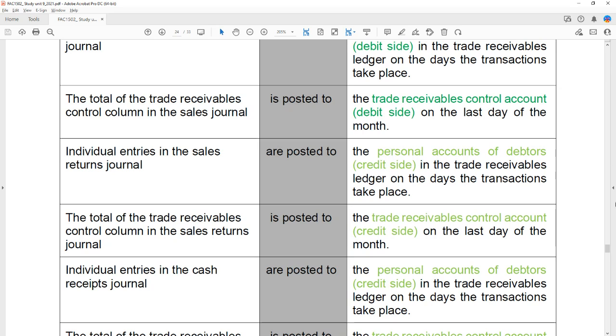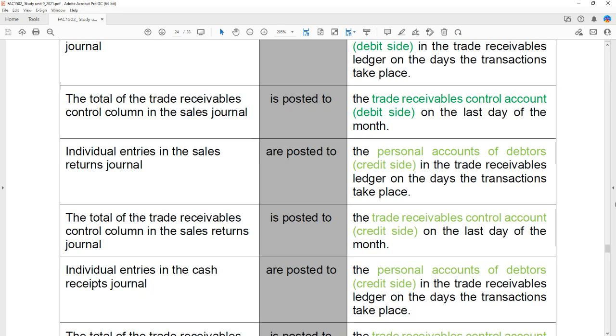And then the total of the trade receivables control column in the sales returns journal is posted to the trade receivables control account on the credit side on the last day of the month. So you see again, the individual entries are done on a daily basis, but the total of the trade receivables control column in the sales returns journal is posted to the trade receivables control account on the last day of the month, because it's only the total that you need to post, and the total you will only have at the end of the month after you've totaled your sales returns journal.